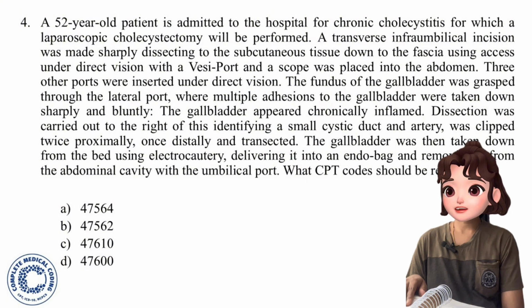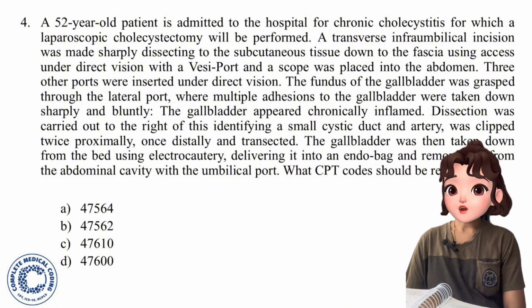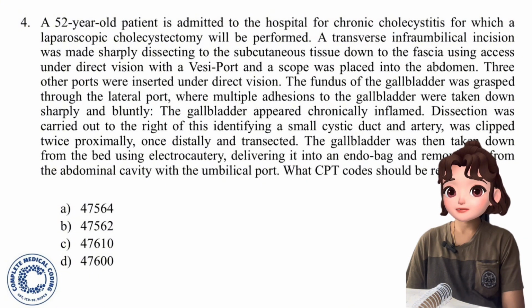The fundus of the gallbladder was grasped through the lateral port, where multiple adhesions to the gallbladder were taken down sharply and bluntly. The gallbladder appeared chronically inflamed. Dissection was carried out to the right of this, identifying a small cystic duct and artery, which were clipped twice proximally, once distally, and transected. The gallbladder was then taken down from the bed using electrocautery, delivered into an endo bag, and removed from the abdominal cavity through the umbilical port.